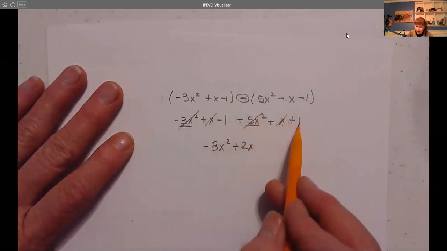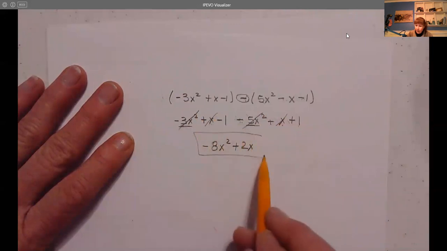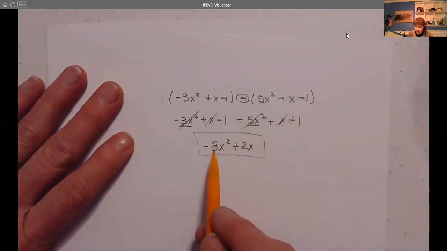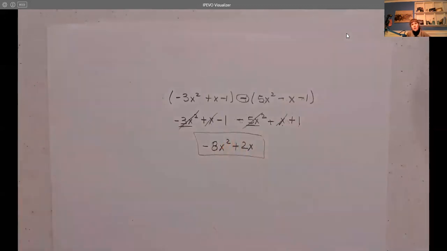Negative 1 and a positive 1 is 0. So it looks like we ended up with just a binomial. Coefficients of a negative 8 and 2 with a degree of 2. All righty. So if you still have some questions on the subtraction, or combining the like terms, let me know.